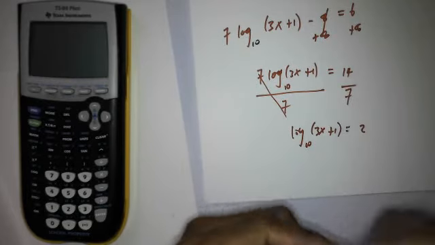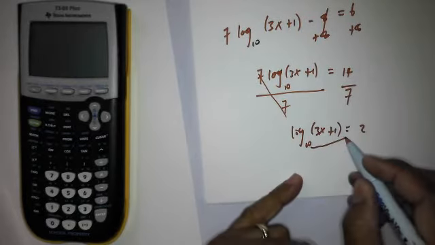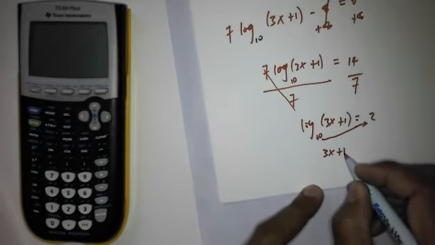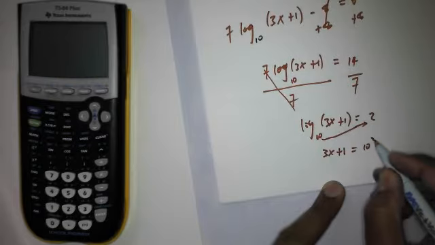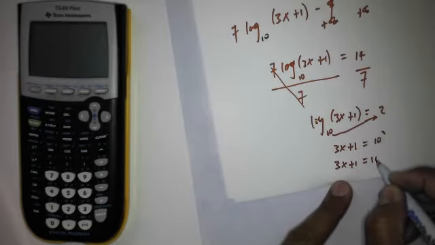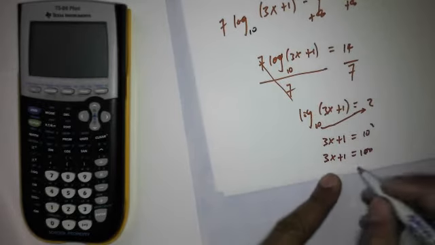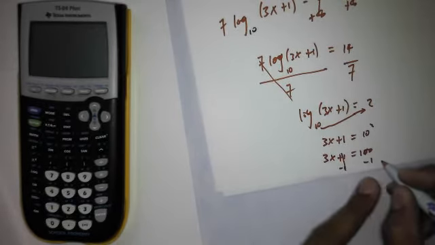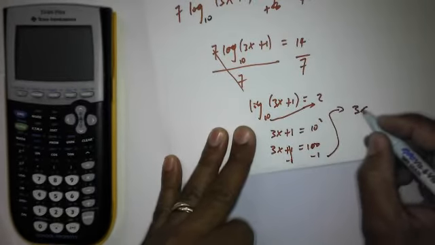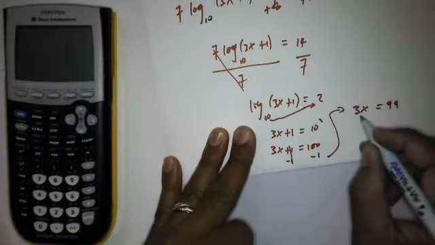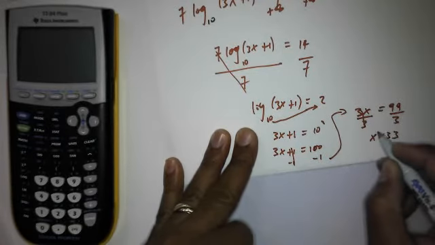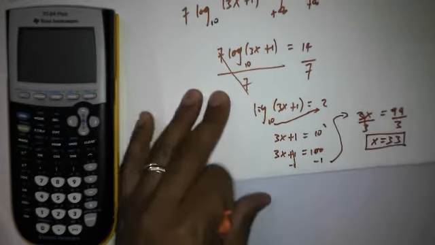And again, we're applying our exponent law. So this base will be raised to this exponent here. So that would be 3x plus 1 equals 10 squared, and 10 squared is 100. So that's 3x plus 1 equals 100. Then we subtract 1 from both sides. So that would be 3x equals 99, and we divide by 3. So x equals 33.